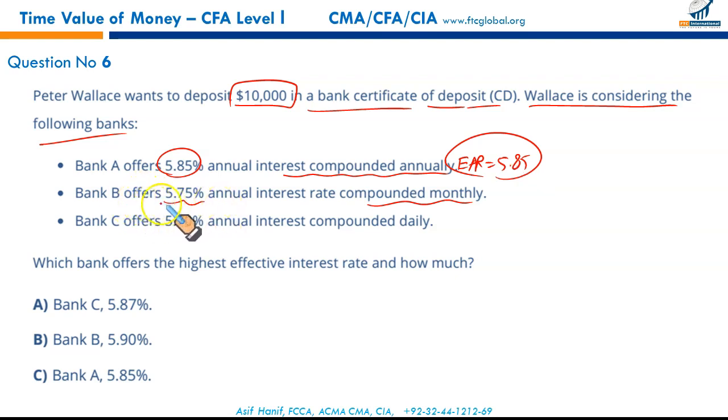But for Bank B, it's a 5.75% annual interest rate compounded monthly. And Bank C's is a 5.7% annual interest rate compounded daily, that is 365. The question says, which bank offers the highest effective interest rate?